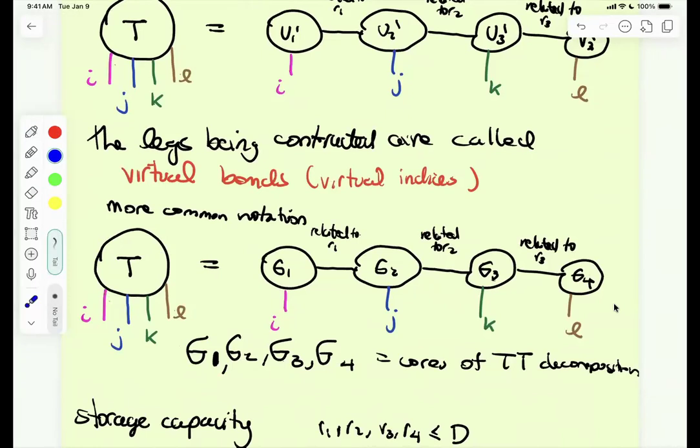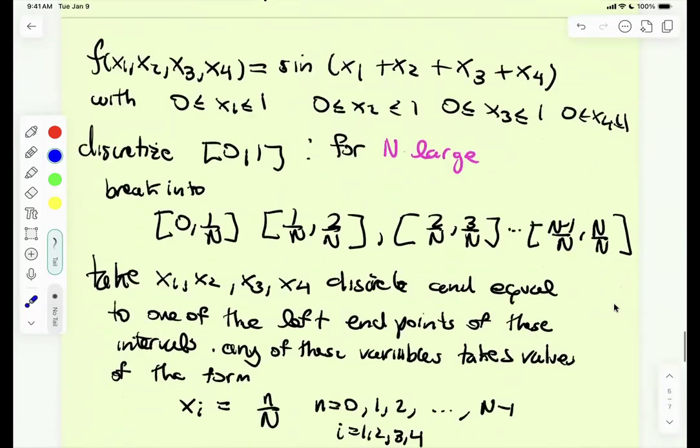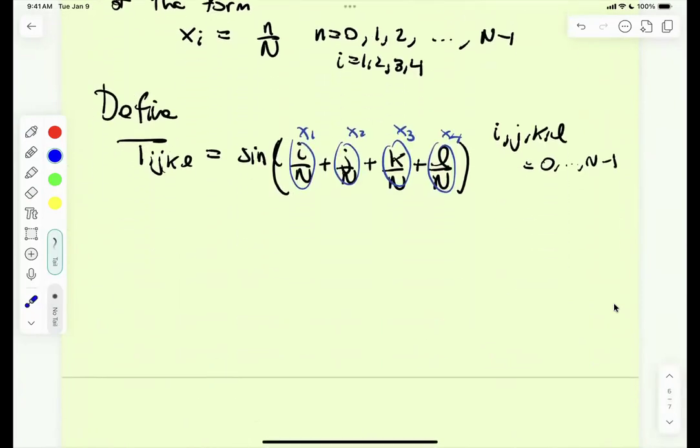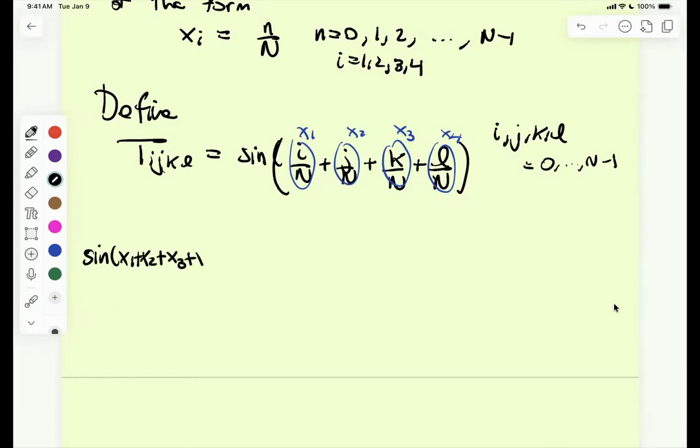Actually, I'll put it as an exercise so that you can check it out. It uses some complex numbers like Euler's formula, but it's a fun exercise to check that sine of x1 plus x2 plus x3 plus x4, which I'm thinking of as the entry of T, I, J, K, L, in this discretized version, is the same as it has this decomposition.